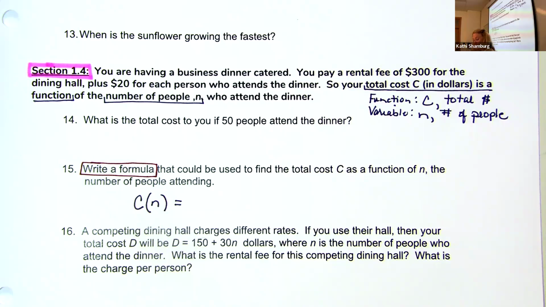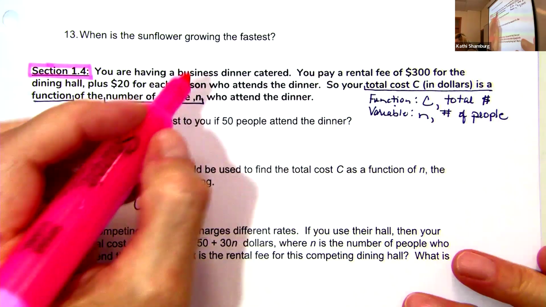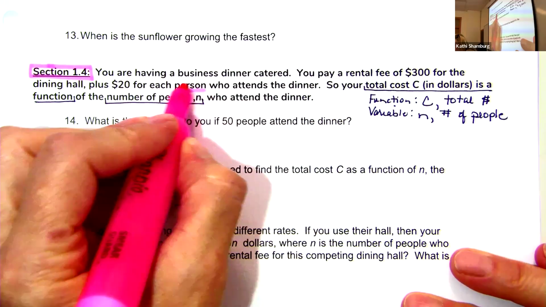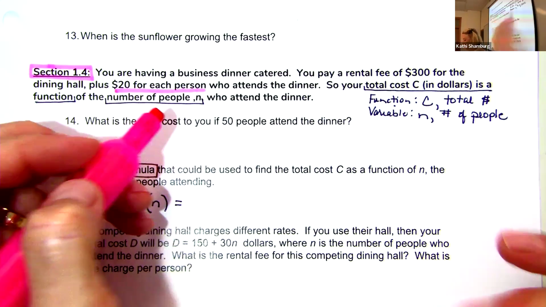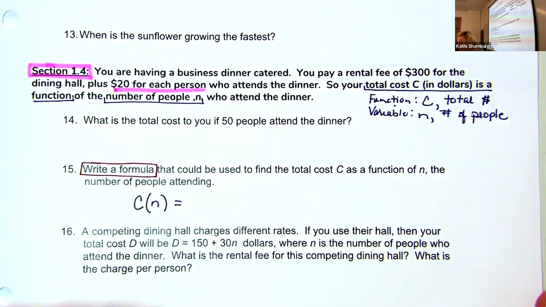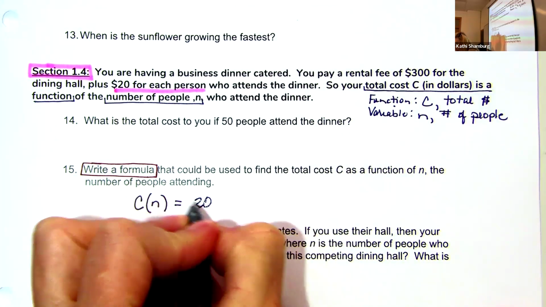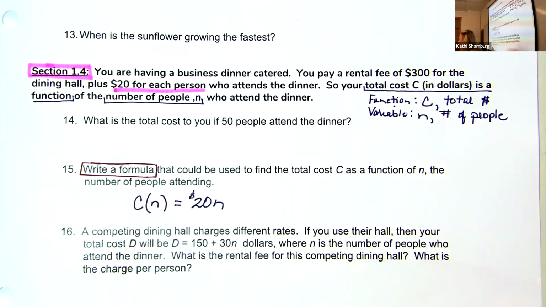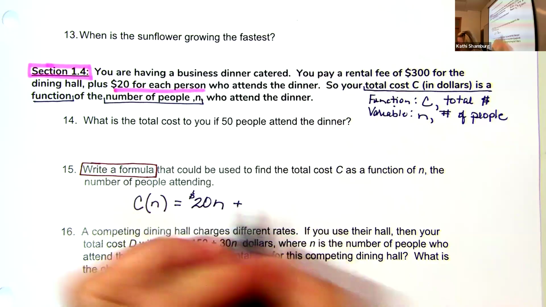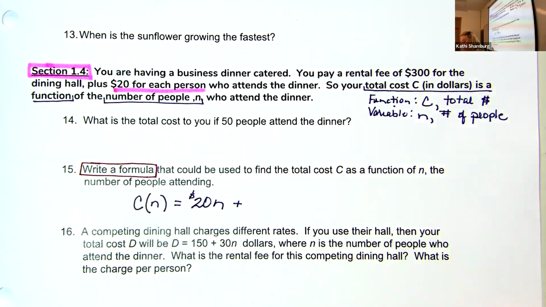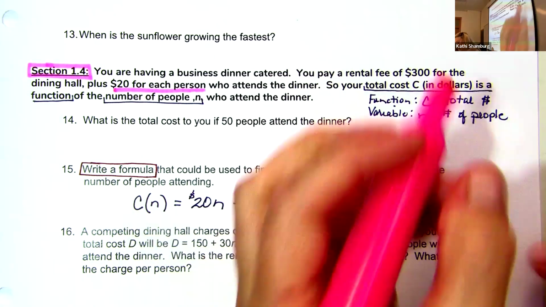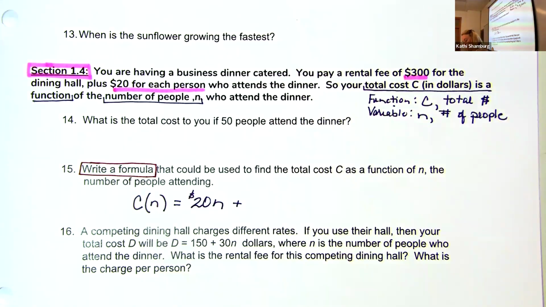So let's just start with the variable cost. So when you look up here and read, what is our variable cost? $20. Remember where it says each person, per person, that sort of thing? So our number of people is N, so it will be $20 per person. And then we add our fixed cost, which is what? $300. So that is your fixed.